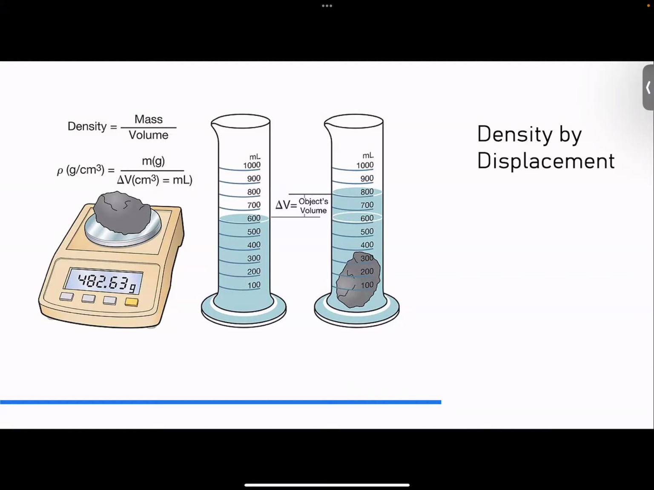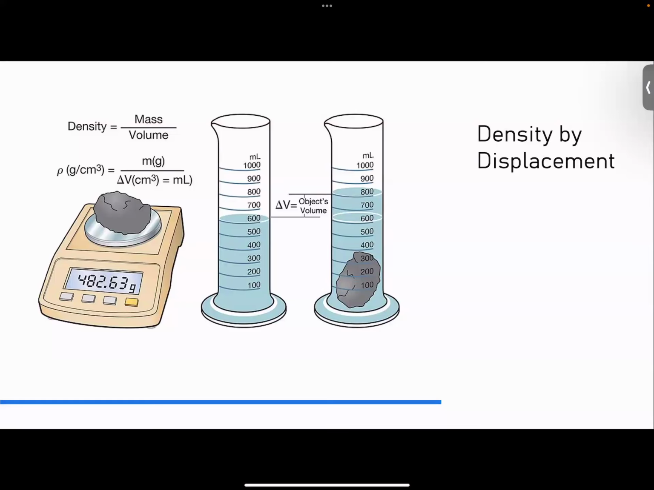In this particular case, we started out with 600 milliliters of water. And we took a rock that weighed 482.63 grams. We placed that rock in the water. And because no 2 objects can occupy the same space, it displaced 200 milliliters of water. That displaced volume, that difference in volume, is equal to the volume of the object. Again, this works because no 2 objects can occupy the same space.